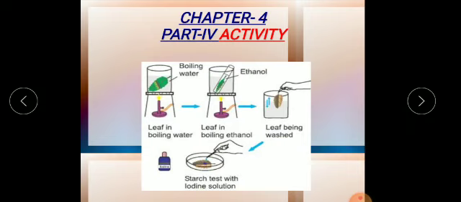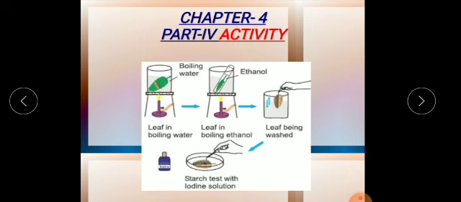Children, today I will explain a few activities related to the photosynthesis process, which are already given in your book. This is part 4 activity. In the picture you can see the process through which we can easily understand how to check the starch present inside the leaf, which is food obtained from the photosynthesis process. As you all know, glucose is produced, and excess glucose is stored in the form of starch in different parts of the plant.